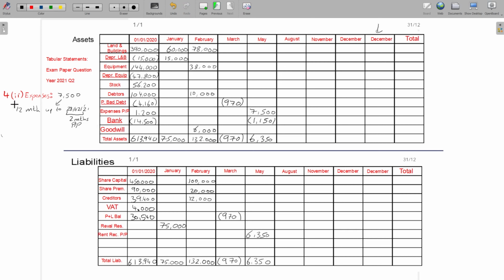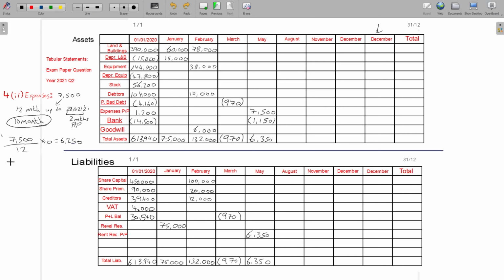So if that's 12 months, but we really only want 10 months because we're only interested in this year, we'd have to get, just like if we were doing depreciation, only 10 months is going to be used. So that's 7,500 divided by 12 multiplied by 10 is 6,250. Okay. As well as that, this 1,200 is going to be used up within the year as well.